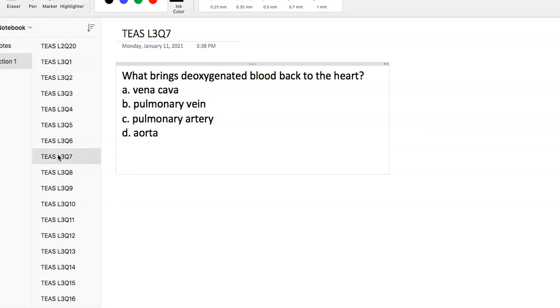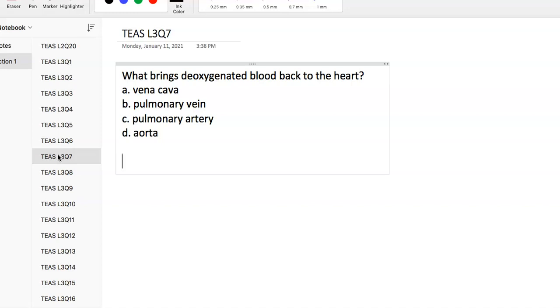Okay, question 7. What brings deoxygenated blood back to the heart? And the answer that we were looking for is answer choice A, the vena cava. The vena cava brings deoxygenated blood back to the heart. The vena cava is also the largest vein in the body.